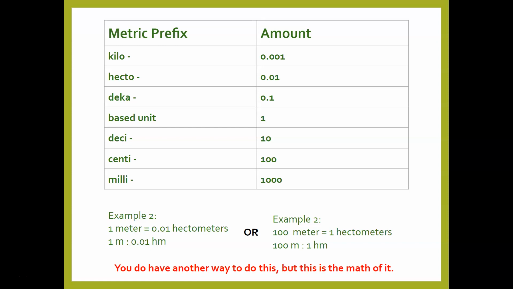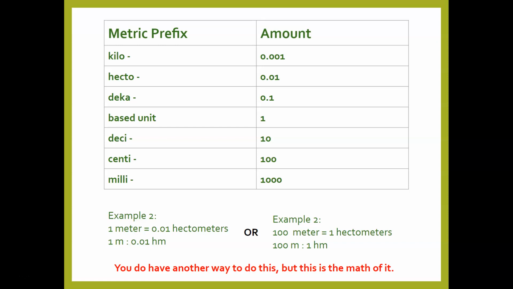Now you guys don't like those. So you can also think about it in a different way. So you can see it says, or 100 meters is equal to 1 hectometer. I was trying to give you a table that you could find equivalents for everything, that everything was equal to the 1. Okay, so you have a way to do that and think about it.